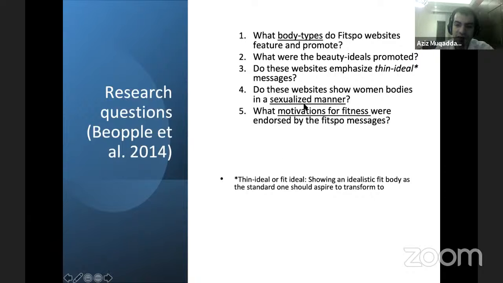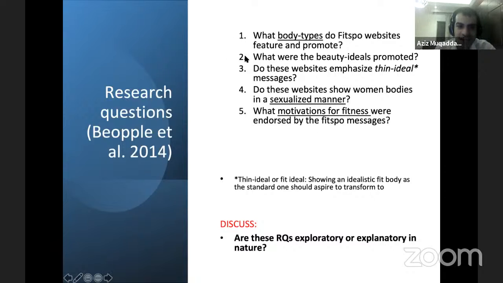And then, do these websites show women's bodies in a sexualized manner or a sexually objectifying manner? Okay, that's the 4th question. And the 5th research question is, what motives for fitness were endorsed by the Fitspo messages? So what are the things they are emphasizing about why people should become fit, or how people should become fit? Okay.